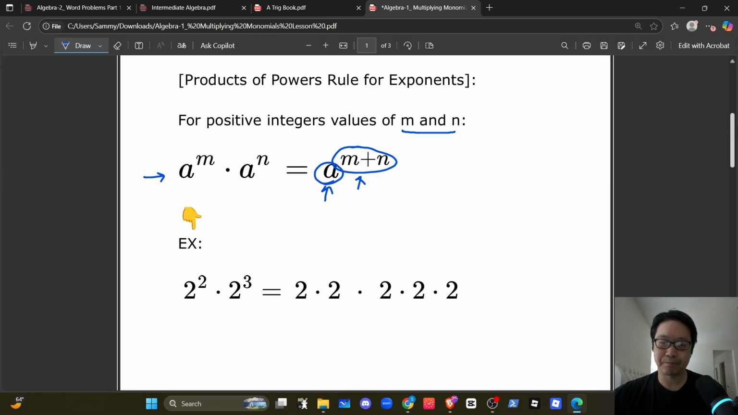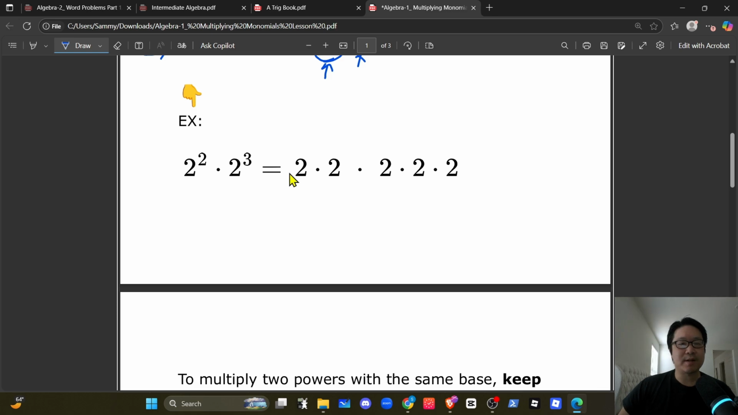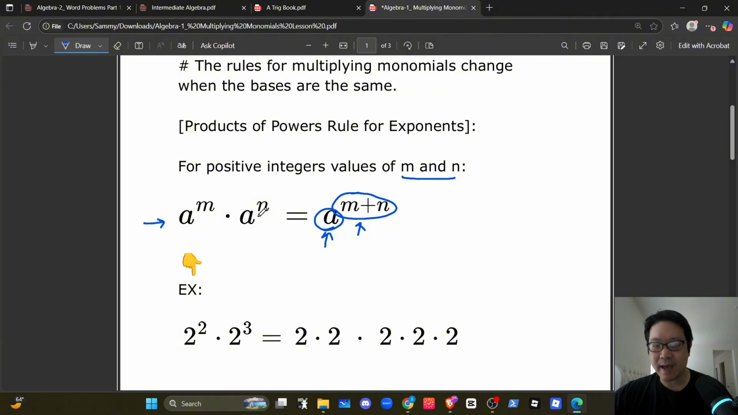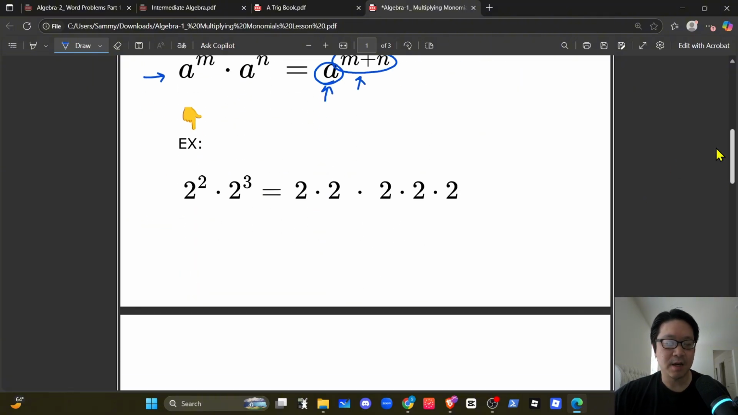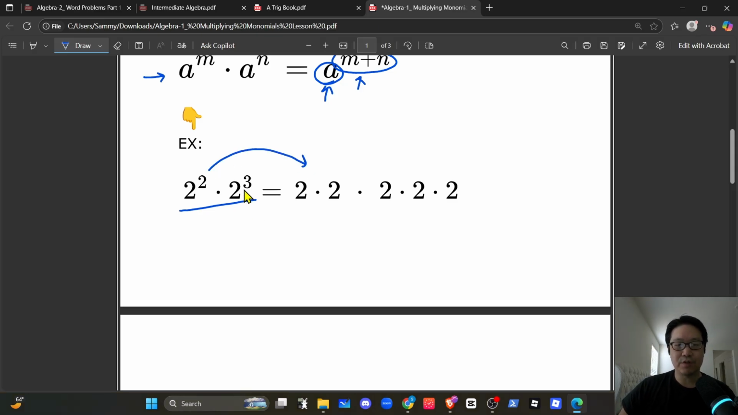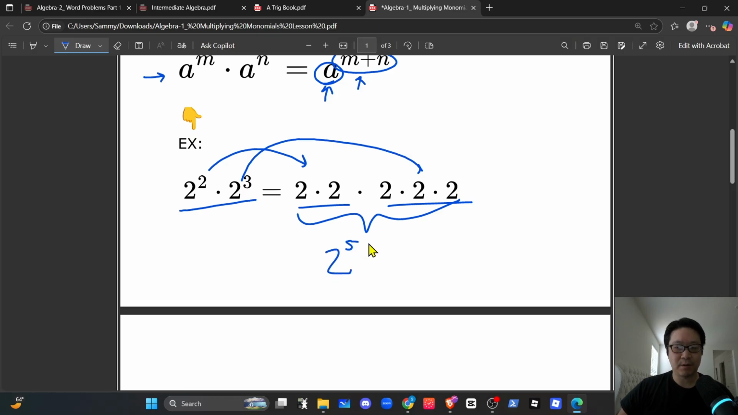So here we have an example. 2 squared times 2 to the third power. This rule, a to the m times a to the n, where you simply add the exponents, makes sense when you look at this example. What is 2 to the second power? It's just 2 times 2. What is 2 to the third power? Well, that's 2 times 2 times 2, right? There's 3 2's and then there's 2 2's. And then you multiply them together. And what is that? Well, it's 2 to the fifth power. So that comes from adding the exponents 2 plus 3. And that's literally all there is to it.